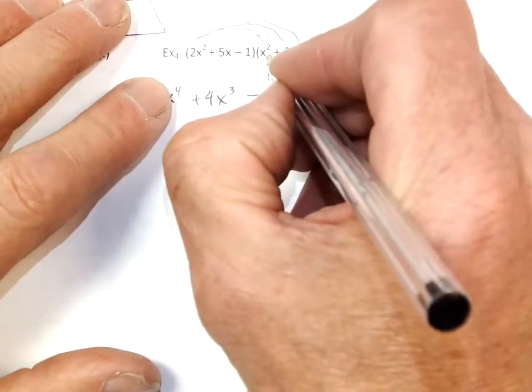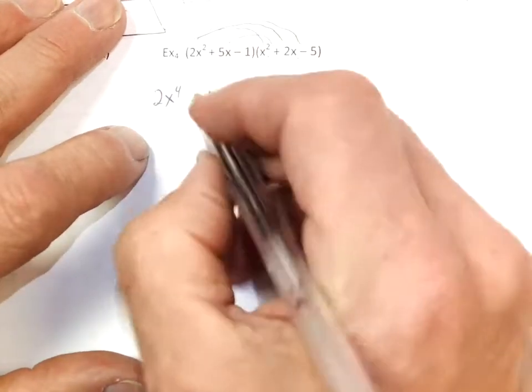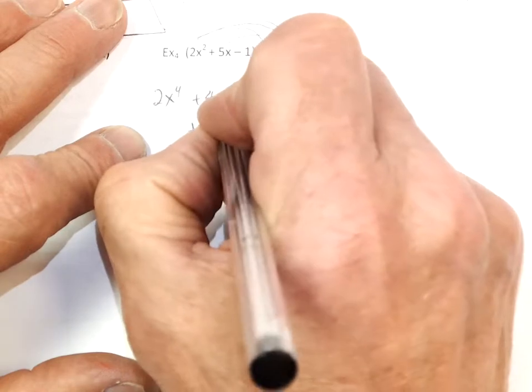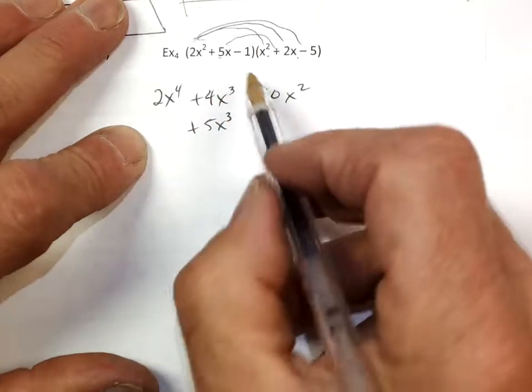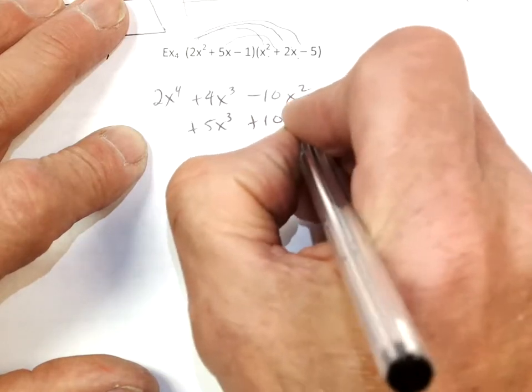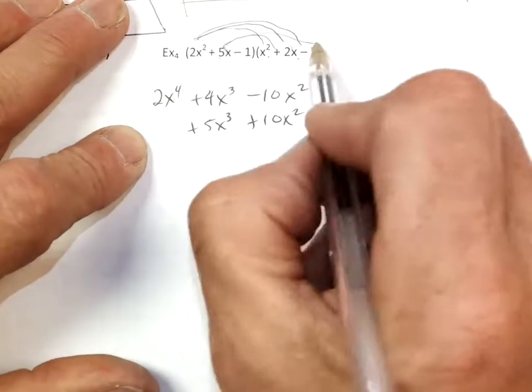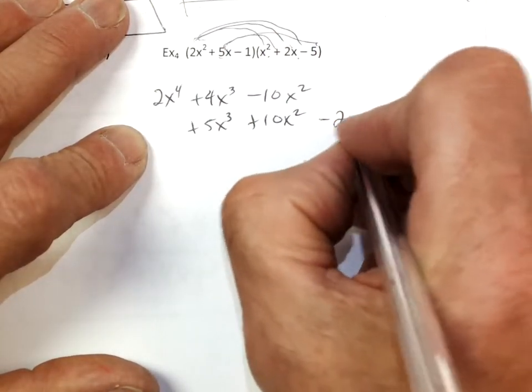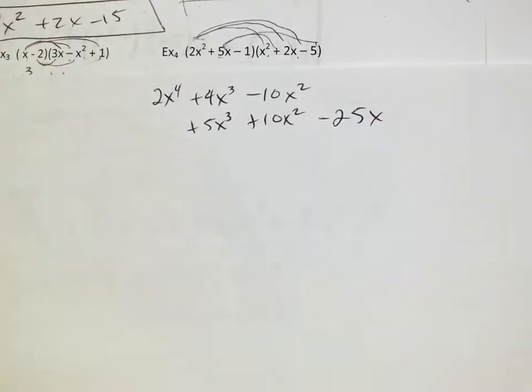5x times x squared is a positive 5x cubed. Let's put that there. Positive 5x cubed. Line them up, right? Make it easy for myself. 5x times 2x is a positive 10x squared. Line them up. 5x times a negative 5x, a negative 25x squared. How am I doing? I don't know. Now we're almost there. We're getting close.